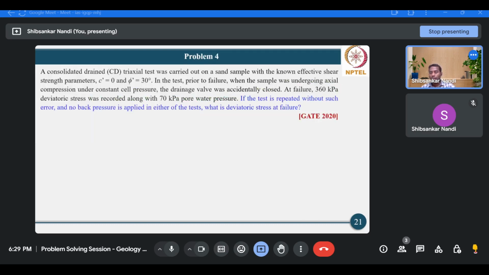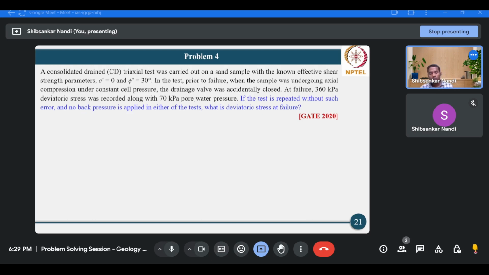Now we'll take the next problem. So this problem is about a consolidated drained triaxial test, which was carried out on a sand sample with the known effective shear strength parameters, that is c prime is 0 and phi prime 30 degrees. In the test, prior to failure, when the sample was undergoing axial compression under constant cell pressure, the drainage valve was accidentally closed, and at failure, 360 kPa deviator stress was recorded along with 70 kPa pore pressure. Now, if the test is repeated without such error and no back pressure is applied in either of the tests, what is the deviatoric stress at failure?